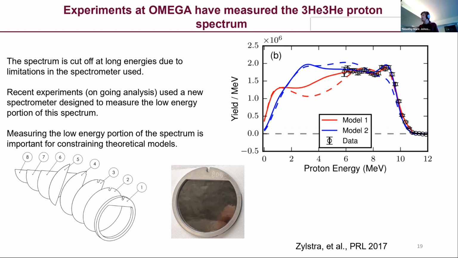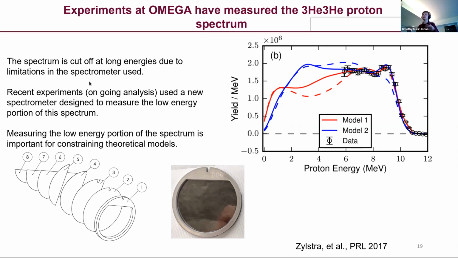But we see that there's 2 theoretical models that are used to better understand the nuclear reaction, the underlying physics of what's going on inside of that reaction. And they agree pretty well with each other in the region where there's data. But once you get to the lower energy part of the spectrum, they disagree quite a lot.